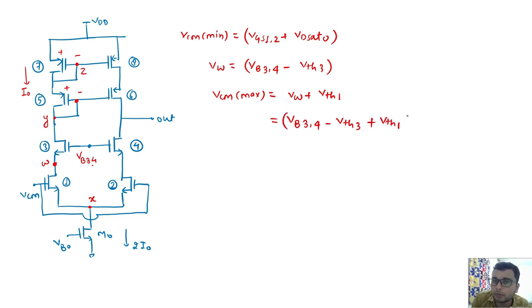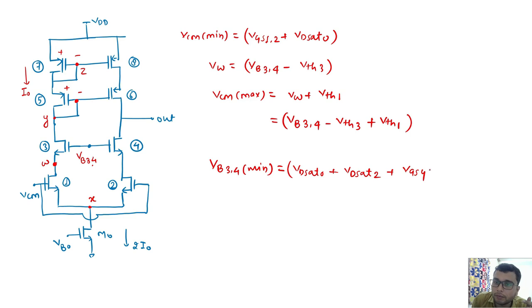Now the point is from where this VB3,4 is coming. So I will tell also about its minimum value. Okay, so let's see it here only. So what is VB3,4? First we will see what is the minimum value of VB34. Because I naught is fixed, it will be nothing but VDSAT of 0 plus VDSAT of 2 plus VGS of 4.